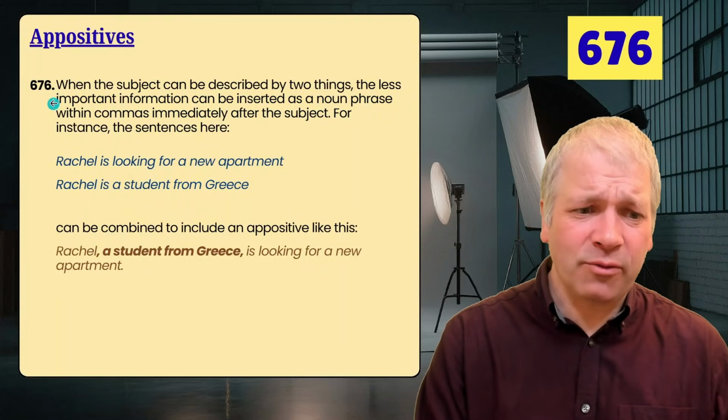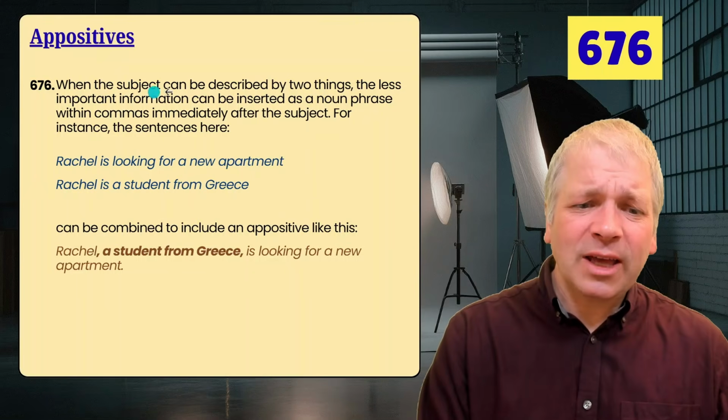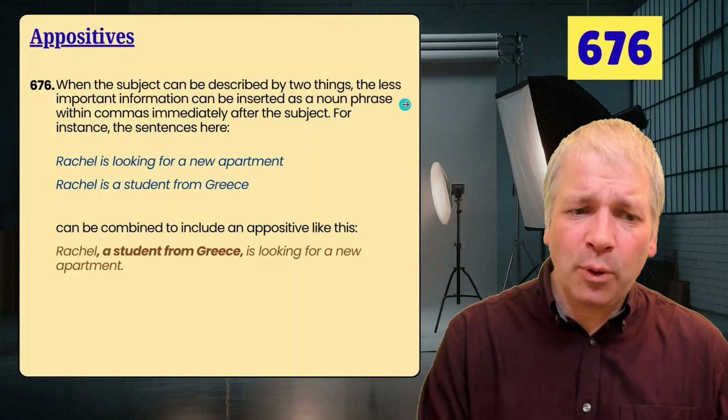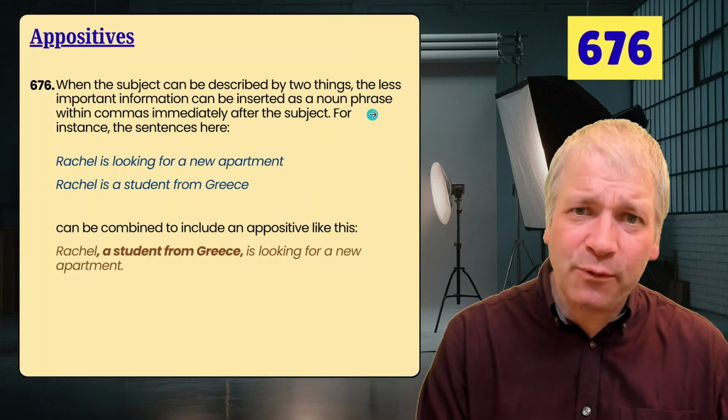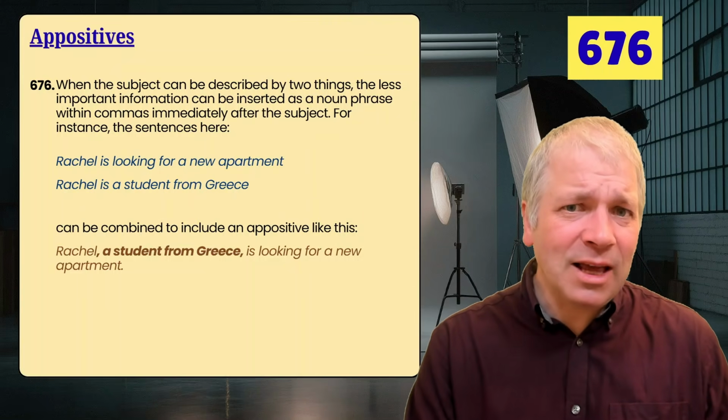Appositives are described here. When the subject can be described by two things, the less important information can be inserted as a noun phrase within commas immediately after the subject.